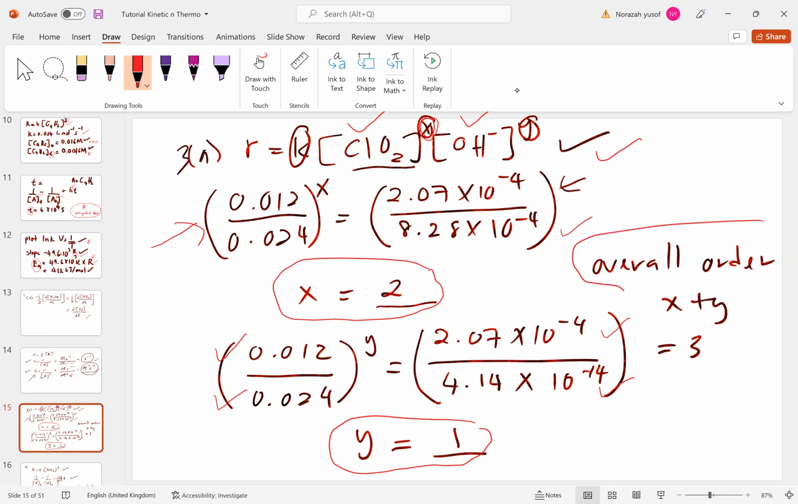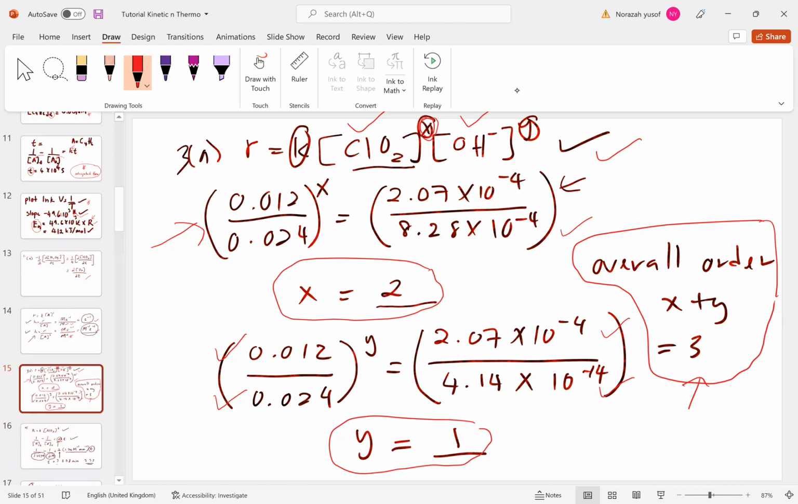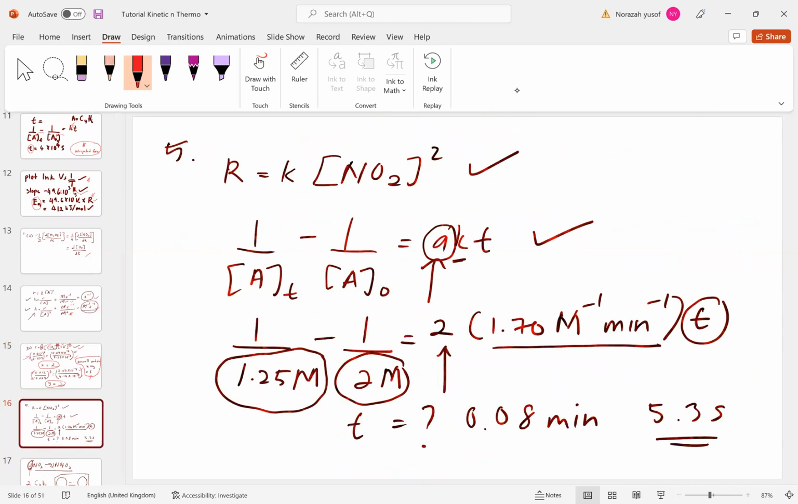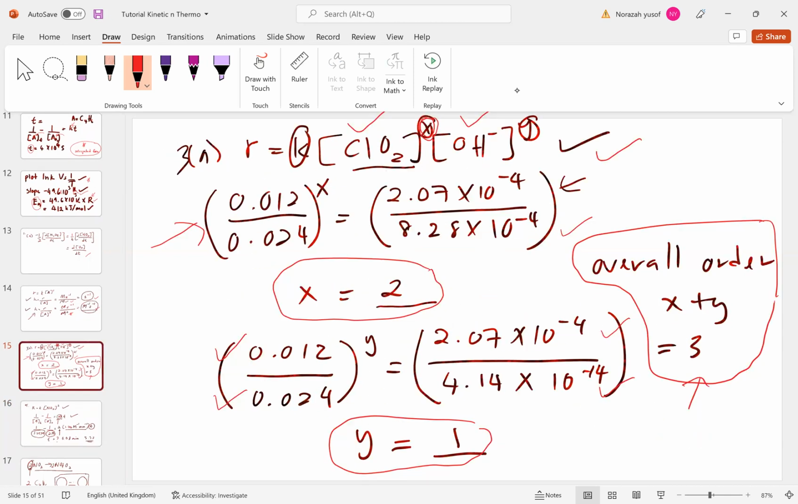Okay, sorry, this is the answer. So now the overall reaction is actually 3, but we are not looking for the overall reaction. We want to write the rate law expression. So you can write now the rate law expression: rate is equal to k.